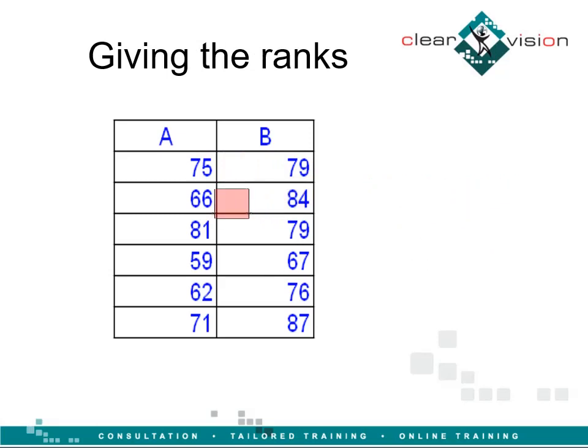We look at the lowest reading in both of the groups, which is here 59, and we assign 1. The second reading is 62, so we assign rank 2. The third is 66, so we assign 3. Then 67, so we assign 4. Then 71, and we assign 5. Then 75, and we assign 6. And then 76, and we assign 7.